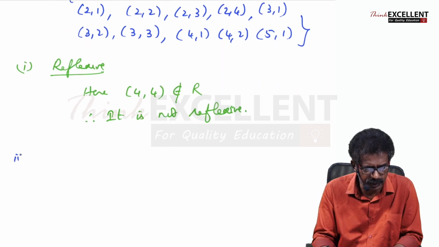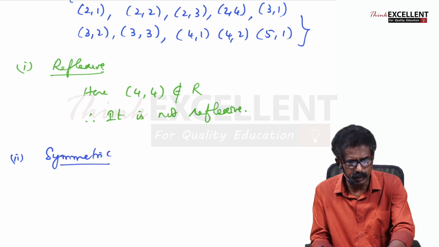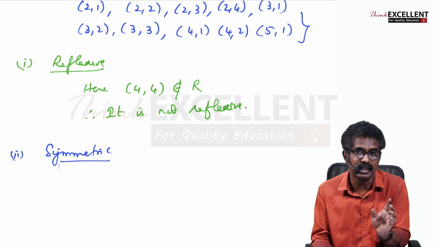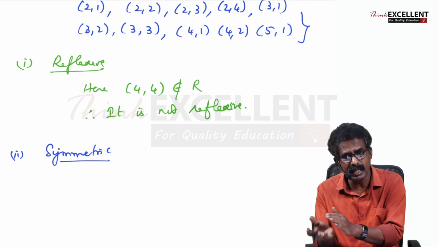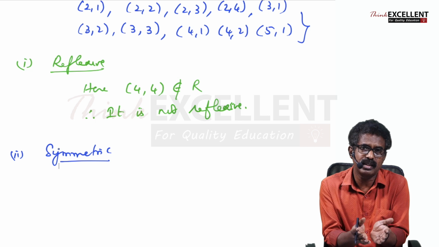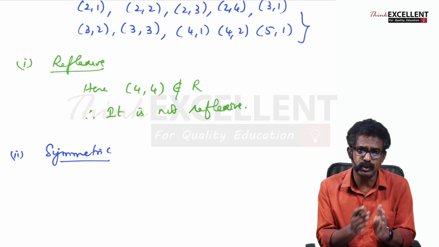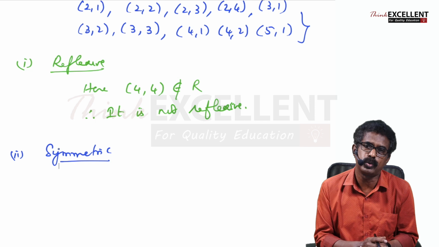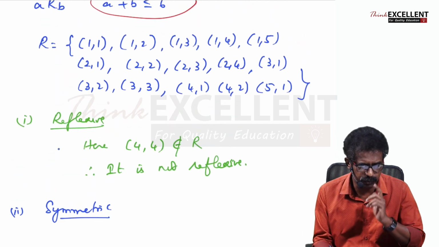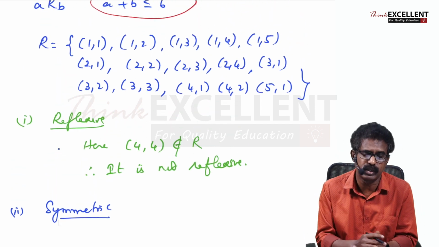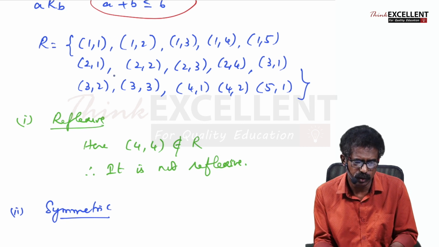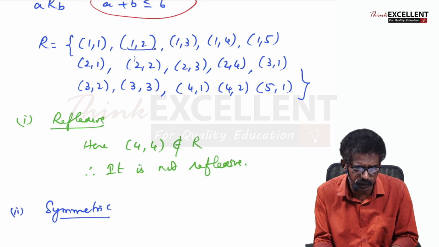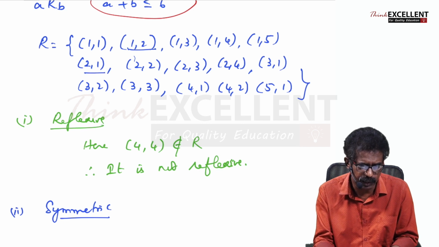Second one, you have to check symmetric. Symmetric means what? The condition is there. If A is related to B, then B must be related to A. Which are not in the relation, you no need to check. Suppose 2 is related to 3, you check 3 is related to 2 or not. Okay. So see the first one, 1, 1. 1 is related to 1, even if you reverse it is 1, 1 only. 1 is related to 2. 1 is related to 2 is there. 2 is related to 1? Yes. Then 1 is related to 3. 3 related to 1? Yes, it is there.